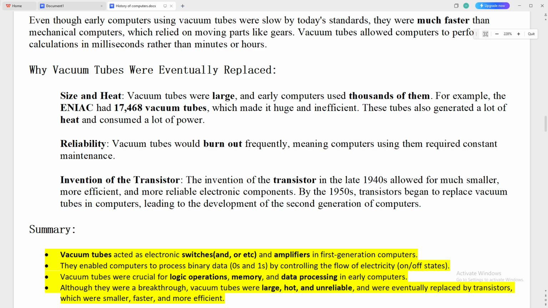Okay, for example, the ENIAC has 70,468 vacuum tubes, as we discussed earlier, which made it huge and inefficient. These tubes also generate a lot of heat and consume a lot of power. Can you imagine the heat it generated in those rooms? You cannot just place these computers in a hot climate like India or any other country, because it is going to explode. It cannot take that amount of heat.